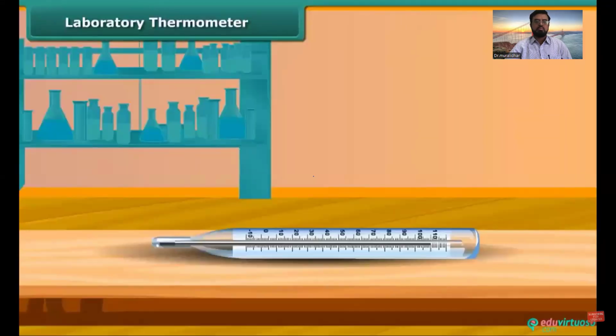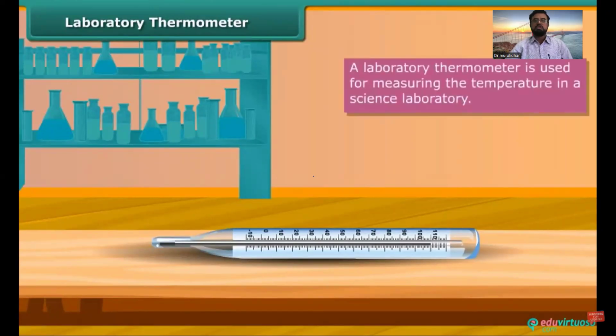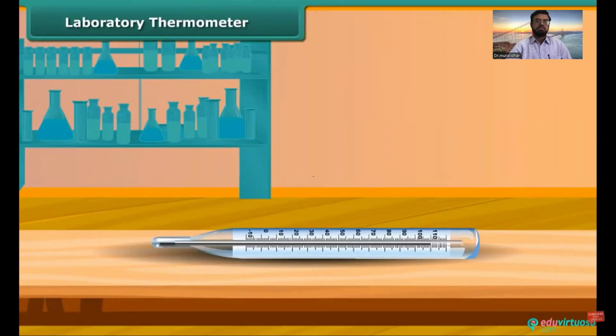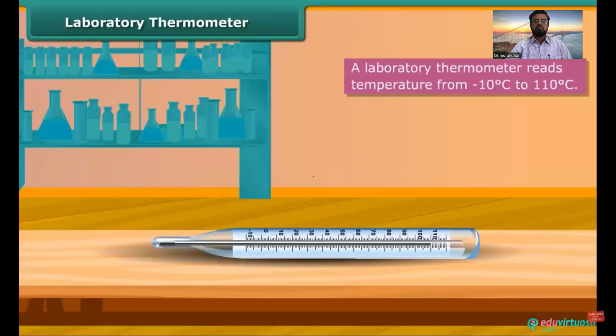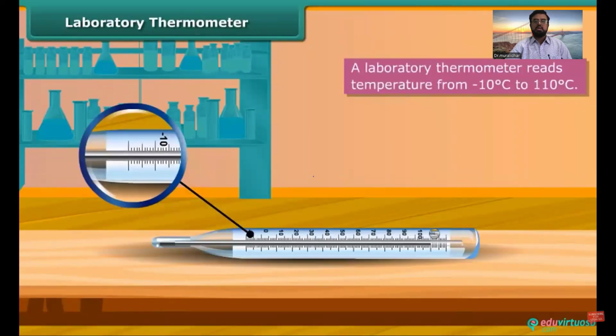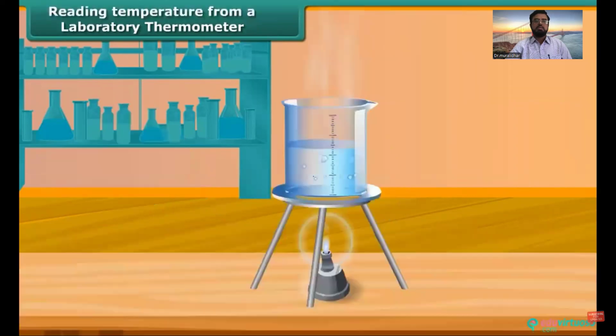Let us now discuss the laboratory thermometer. A laboratory thermometer is used for measuring the temperature in a science laboratory. It is similar to a clinical thermometer but is long and narrow. A laboratory thermometer reads temperature from -10 degrees Celsius to 110 degrees Celsius.